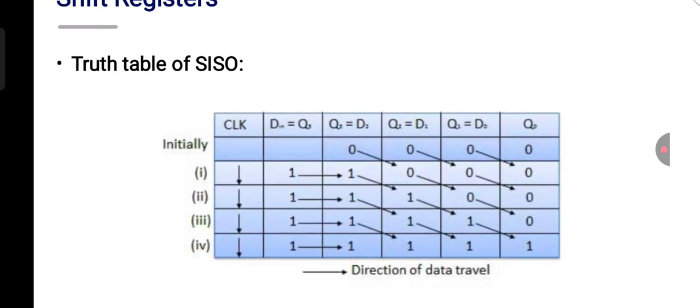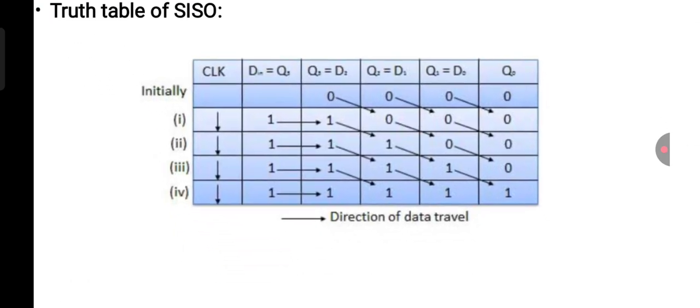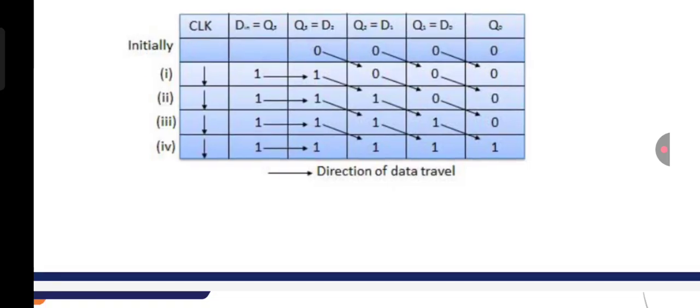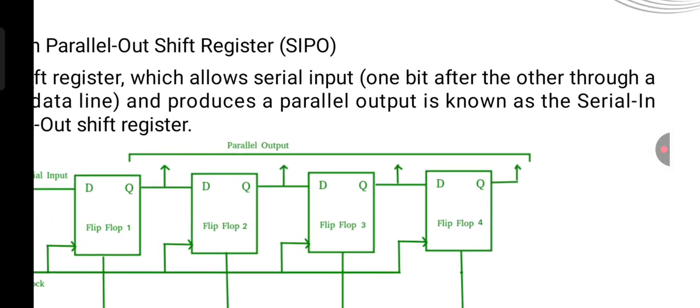So, this is the truth table of SISO. Initially all the flip flops are 0. When the input D in is 1 and we apply the clock signal, the output of the flip flop is shifted to the next, and that output is shifted to the next flip flop, and so on. Finally, the serial data output is 0, 0, 0, 0, and at the fourth clock pulse the output is 1; at the 7th clock the output is 1, the 8th clock the output is 1, the 9th clock the output is 1.